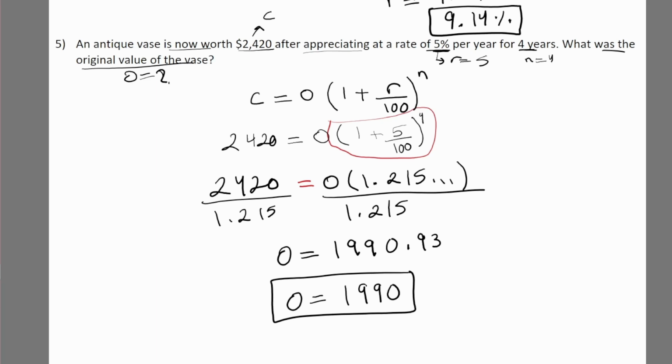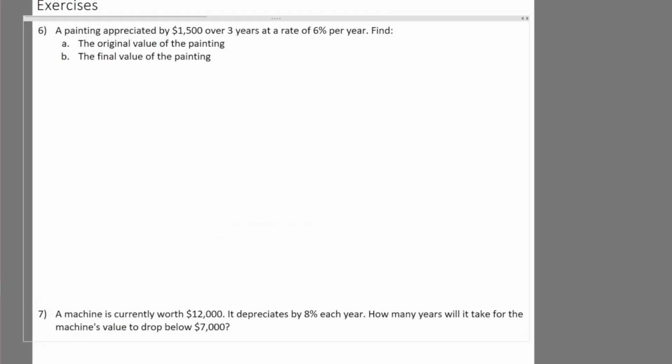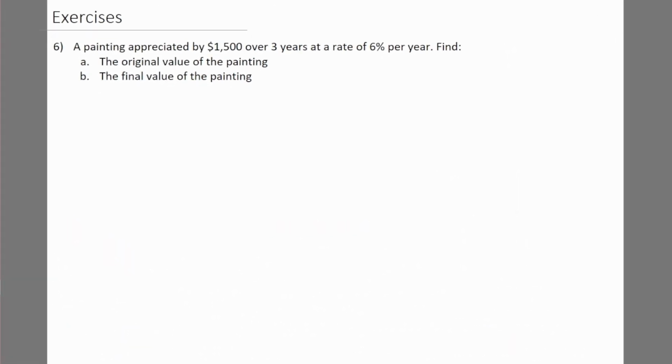I hope this was clear. Okay, so moving on. A painting appreciated by $1,500 over 3 years at a rate of 6% per year. A is asking to find firstly the original value of the painting, and B is asking for the final value. So we've dealt with such an example in the examples.